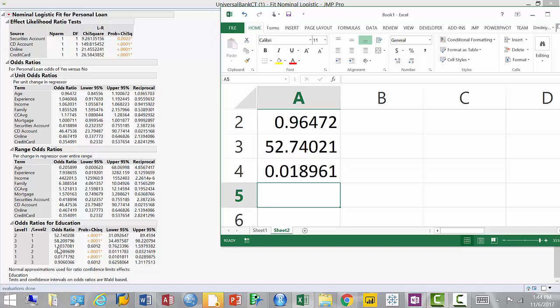And the last 3 numbers basically reverse the first 3, right? So what does that tell us? For example, if I look at 1 versus 2, right? Odds for getting a loan for the undergraduate degree are only, what, close to 2%. That number is 1.9%, right? It's 1.9% of the odds of the customer with the graduate degree. That's what it says, right? Or on the opposite side, for the graduate degree, the odds are 52 times higher than for the undergraduate degree, right? And that's it. That's all I have to say about logistic regression.